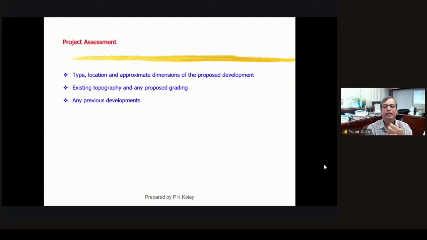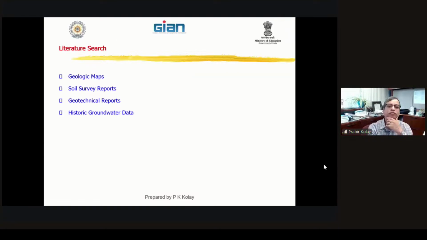Project assessment: here, a few things you need to know: the type and location, and the approximate dimensions of the project development. So again, it's a small project, and the area. You need to know how many boreholes you need to do. So that one also you need to check. Existing topography and any proposed grading. So we need to check that also. And also any previous development. If the existing site is already developed, then you have an idea from the existing project.